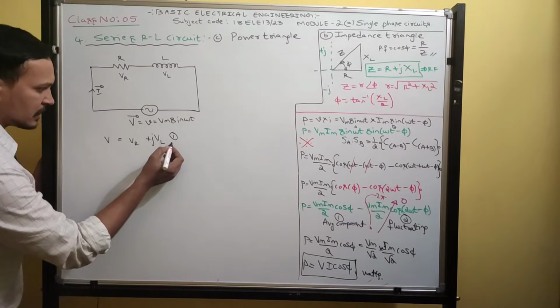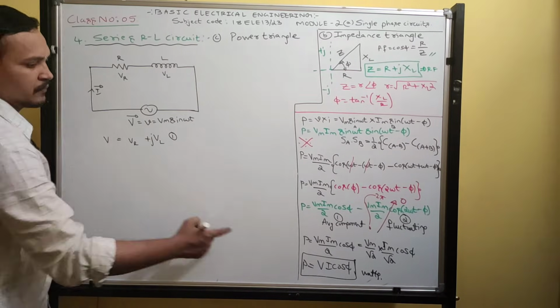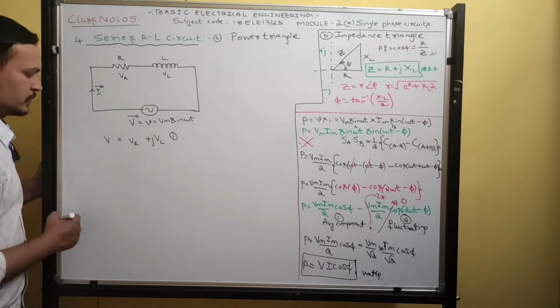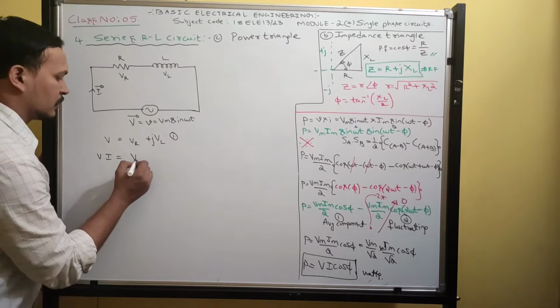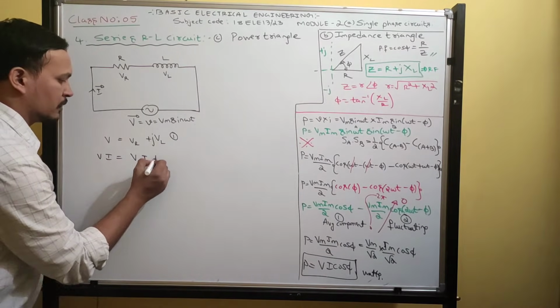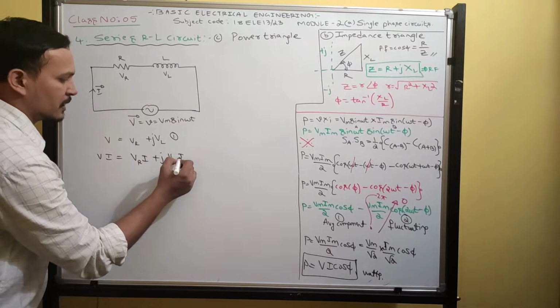See now, for equation 1, multiply both the sides by current. After completing this, you write this one. So for equation 1, multiply both the sides by current. So what you will get? Now VR into I plus J, what is VL? VL multiplied by current.